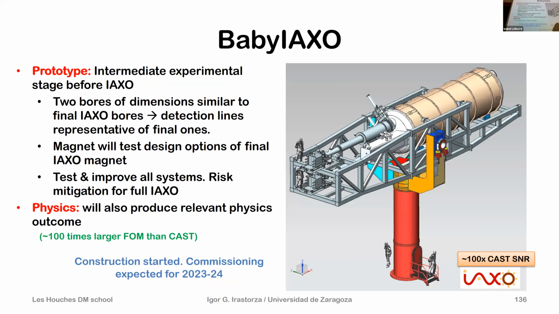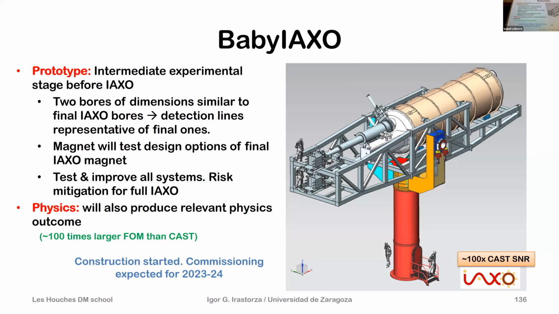BabyIAXO is what is being built right now. The strategy of IAXO is to start with an intermediate scale helioscope between CAST and IAXO. It turns out to be a successful strategy to jump to something simpler before starting to build the big IAXO.